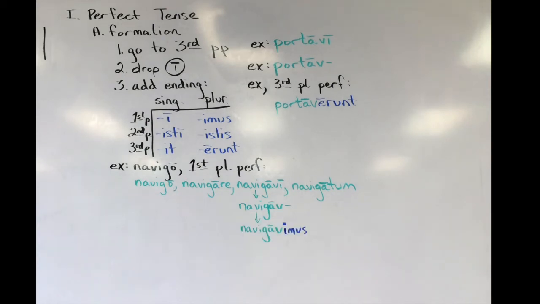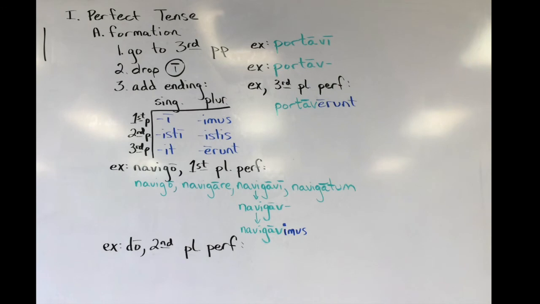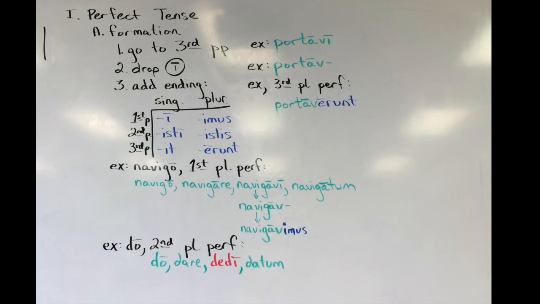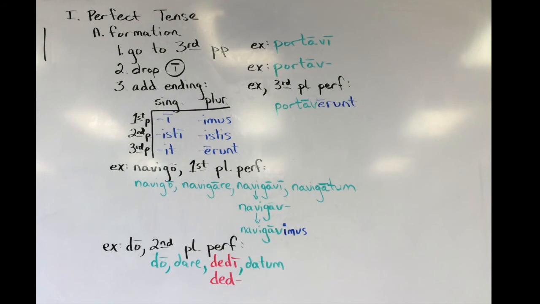Try again with the next example for do, getting the second person plural perfect form. If you did it right, you went to the non-standard third principal part of do, dedi, dropped the i, giving you the stem ded, and then added our new perfect ending, istis.